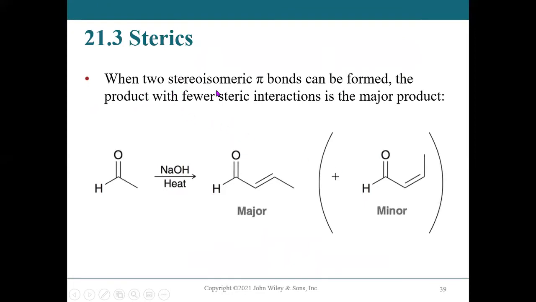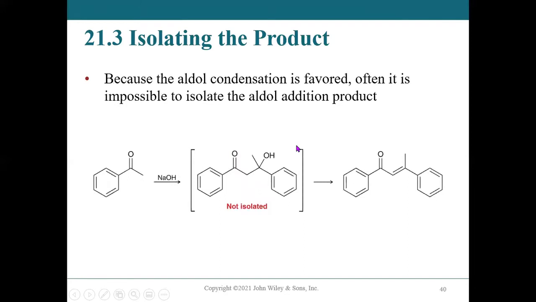When two stereoisomeric products can be formed, the product with fewer steric interactions is the major product. So here we have this alpha beta unsaturated carbonyl that comes from the aldol condensation reaction, and this double bond can have stereoisomers, cis or trans, or E or Z. Usually the trans isomer is more stable because there is less steric interaction and also less electron repulsion.